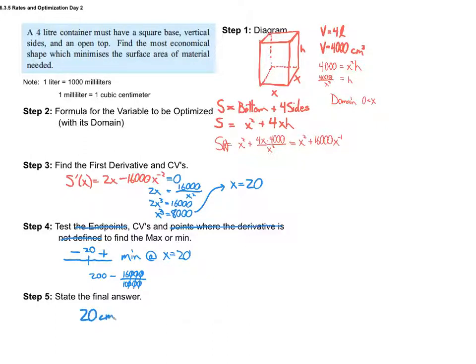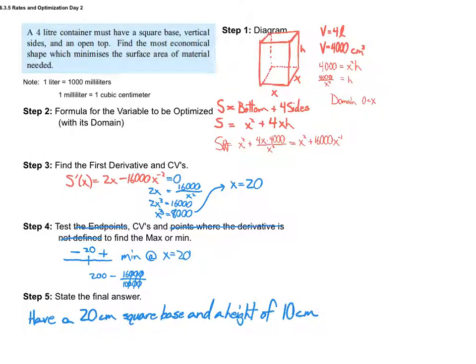20 centimeters, have a 20 centimeter square base, and a height of, well, it's 4,000 divided by x squared. Well, 20 squared is 400. 4,000 divided by 400 is 10. So we need to make this to have the minimum surface area and still hold 4 liters. We need to make it 20 centimeters by 20 centimeters and 10 centimeters tall. And now we've actually answered the question.